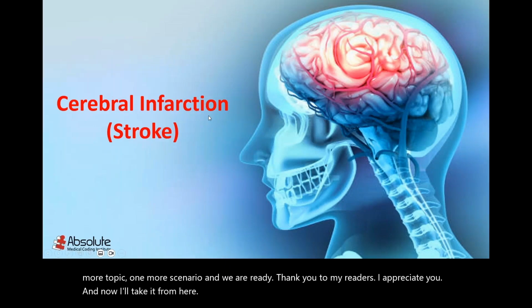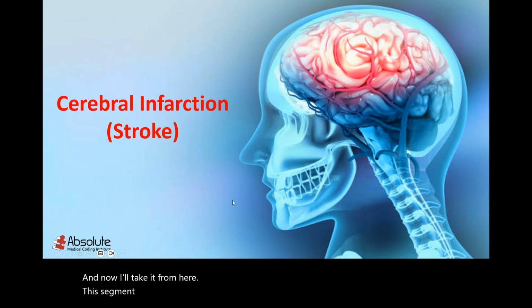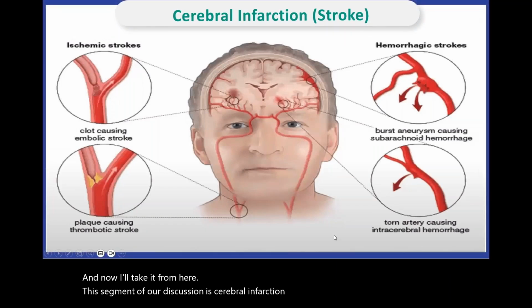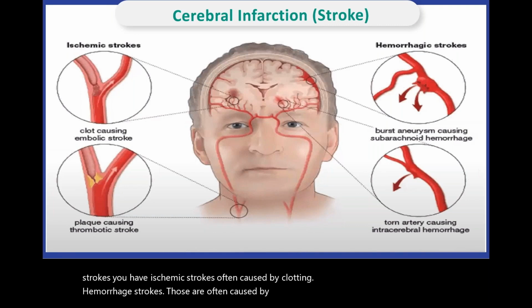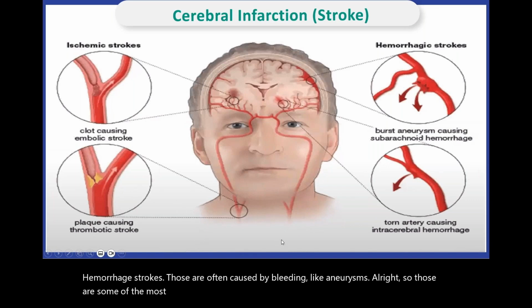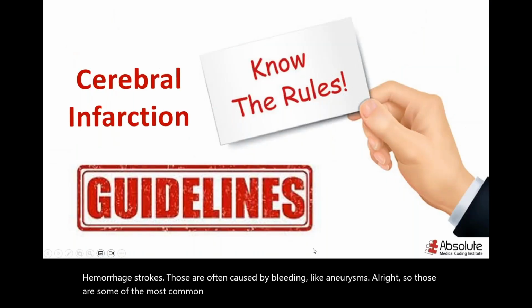This segment of our discussion is cerebral infarction or strokes. And there are a few types of strokes. You have ischemic strokes, often caused by clotting. Hemorrhagic strokes, those are often caused by bleeding, like aneurysms. All right. So those are some of the most common cerebral infarctions.